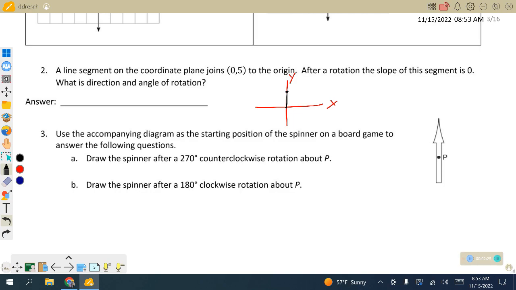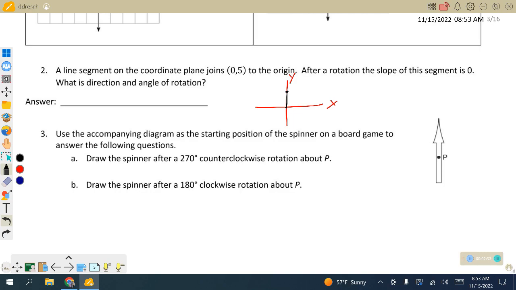After rotation, the slope of that segment is 0. So what is the direction and angle of rotation? So right now as it's situated, it's vertical. And what's the slope of any vertical segment? The slope is what? Undefined. The slope is undefined. And now when we rotate it, the slope is 0. So what does a line of 0 have to be? It has to be horizontal.